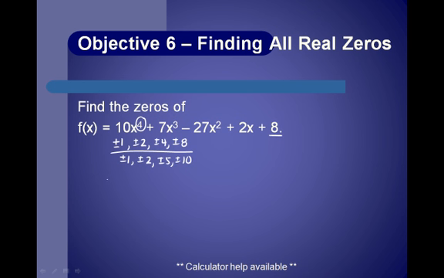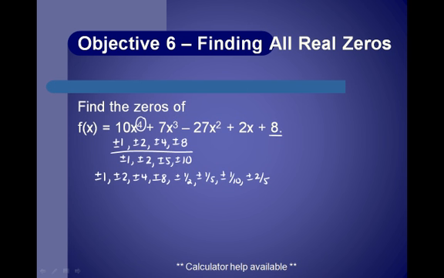One way that we could use our calculator to help us identify or eliminate some of these, we've got positive or negative 1, 2, 4, 8, 1/2, 1/5, 1/10. 2 over 1 is just 2. It's already listed. 2 over 2 is 1. It's already listed. 2 over 5, we need to add that one to our list. 2 over 10 is 1/5.